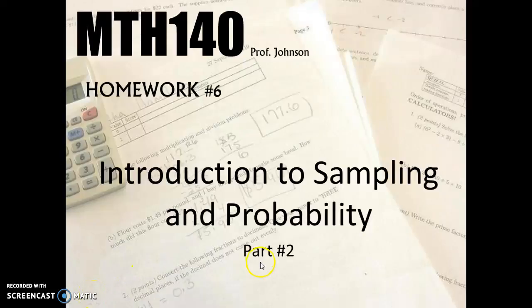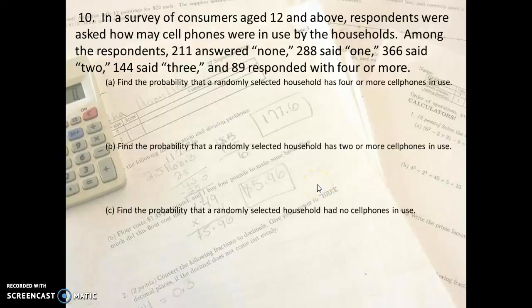Math 140. Second video for the week. This one's going to be all about probability. Remember, sampling. Check out your Acrobatic. I gave you the page numbers to find the details on that. But if we're looking at probability, number 10 is a good example for that.